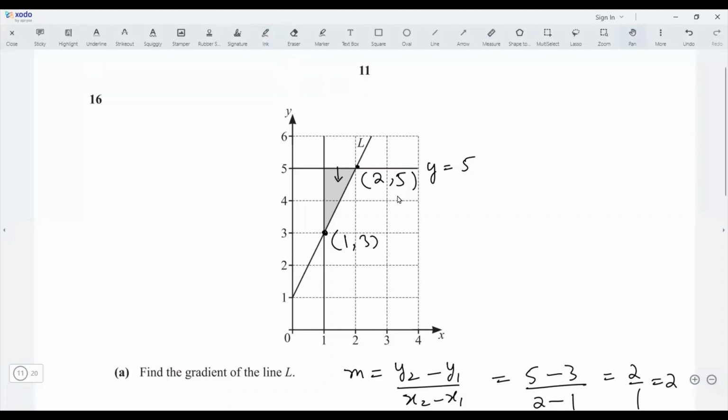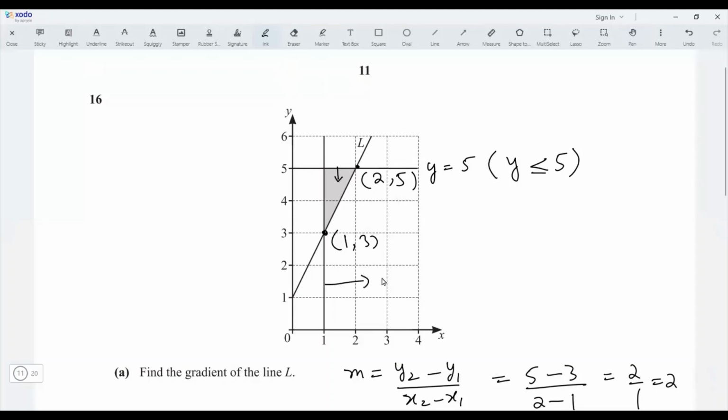So if it is shaded, we have to apply equals to as well in the inequality sign. So if we have, you can say the region is below, this means that we have to apply smaller than and equals to as well. So what about this line?